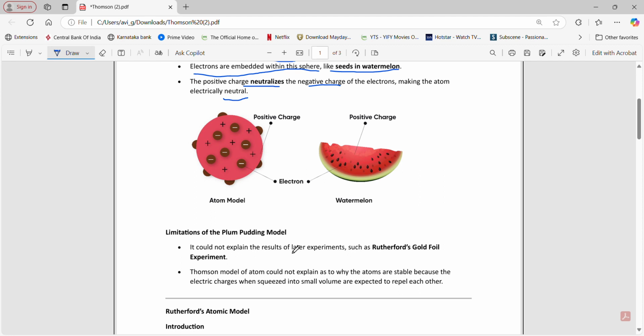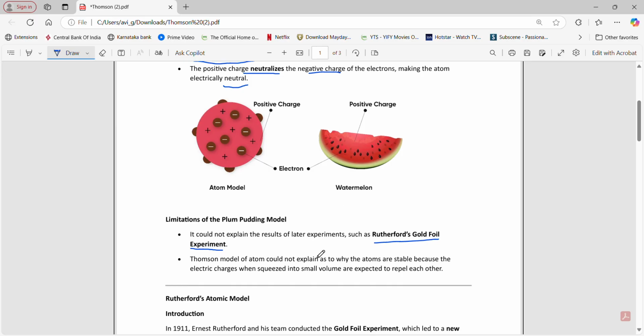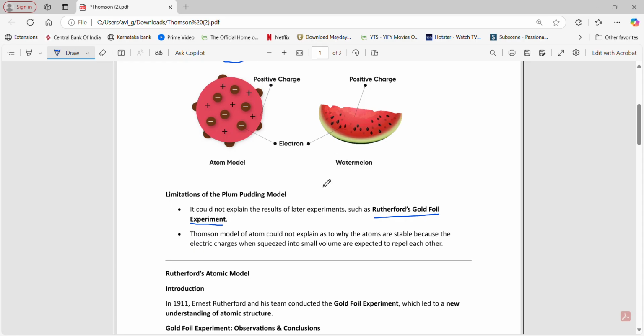It could not explain the results of later experiments such as Rutherford's gold foil experiment, which we'll be discussing after this topic. It also could not explain the electrostatic force. It is a force which exists between two unlike or like charges. In the same way, as you know, the atom consists of positive and negative charges. He could not explain how the atom is stable because when electric charges are squeezed into a small volume, they are expected to repel each other. But in this case, they were not repelling as the atom was stable.